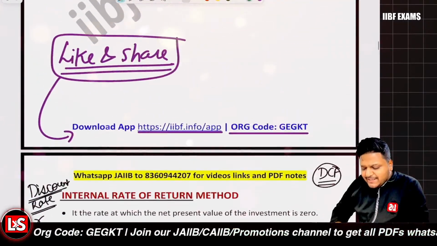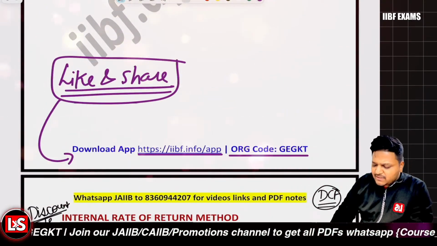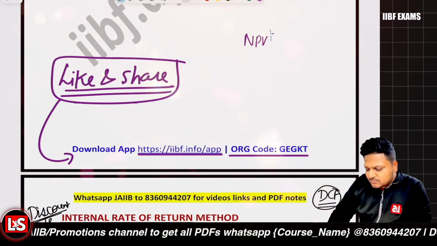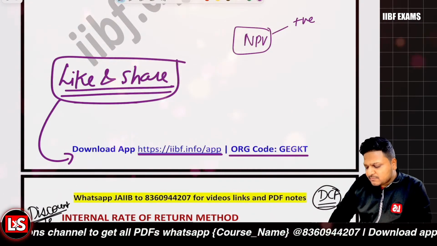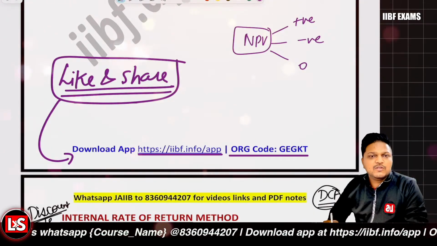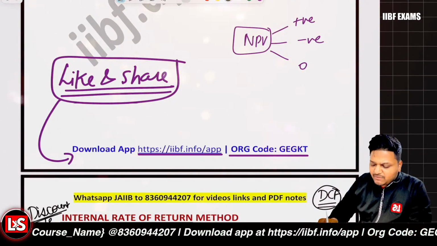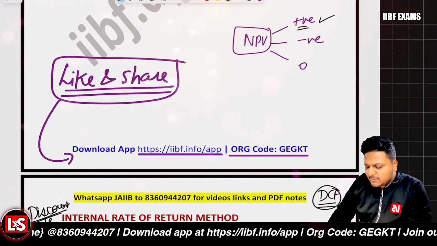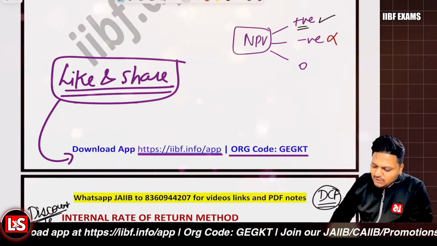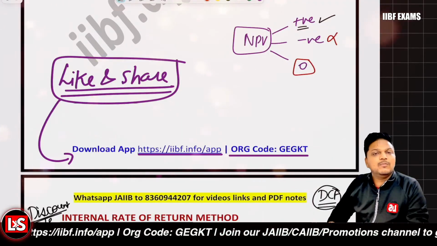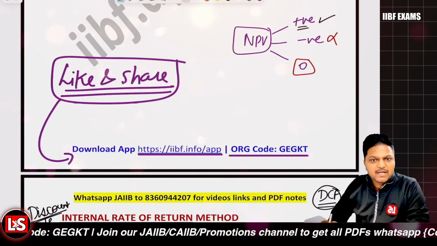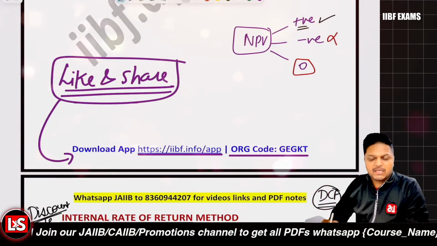Now, in case of NPV, if you recall, the decision making was based upon the NPV value. It could be positive, negative or zero. Now, how were the decisions made in case of NPV? If it is positive, do take up the project. If it is negative, leave the project. If it is zero, it is an indifferent situation. Either you can go for the project or not go for the project. That was the NPV decision making.